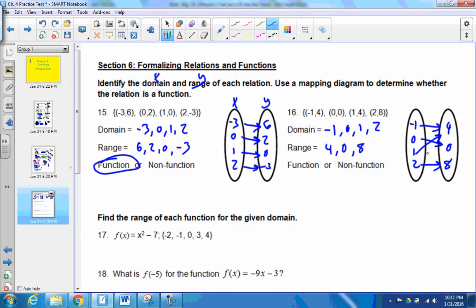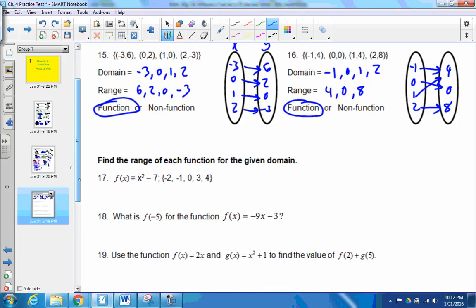Now you might be looking at this and thinking, there's a repeat of y values. Does that mean it's not a function? No, if you have a repeat of x values, it's not a function. Otherwise, it's okay, because it'll still pass the vertical line test if you graph it. Always check with the vertical line test if you're not sure, but this one is a function.